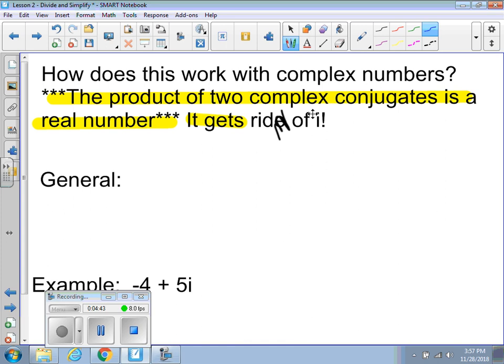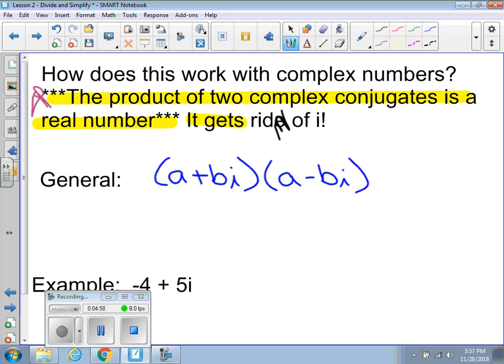Now, before we get to that point, let's look at it in general. So in general, if we have a plus bi, and we multiply by the conjugate, which is a minus bi, we should get a real number according to what I just stated. a times a is a squared.